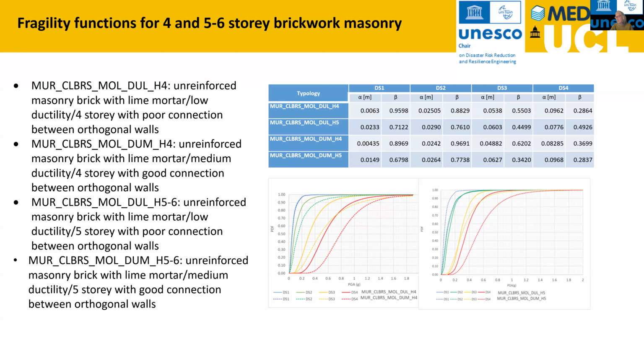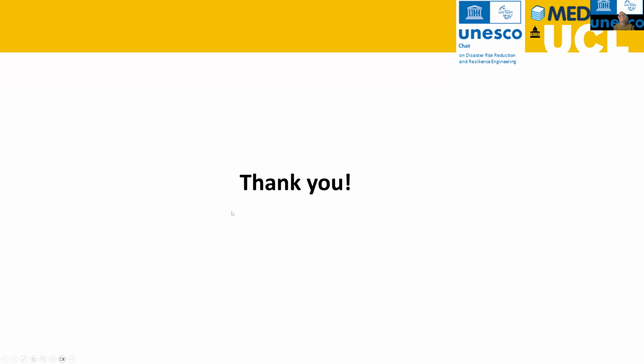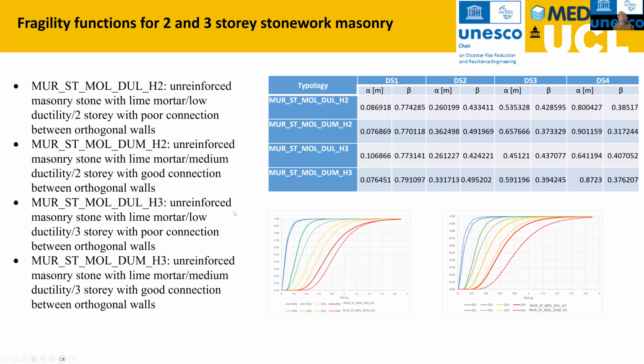For instance, in this case, in many parts of Southern Europe, where this type of 19th century and early 20th century masonry buildings can be found in many cities. And this is the same for the fragility of the 2 and 3 story buildings made of stonework coming from Norcia. And with this, we can conclude my intervention.